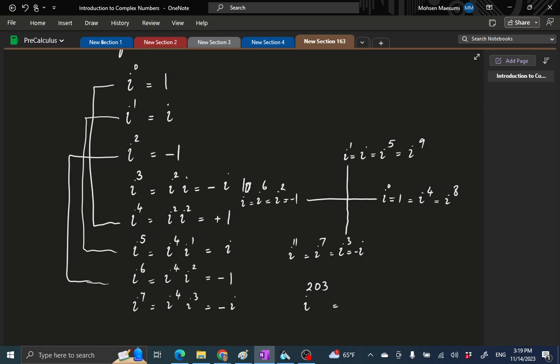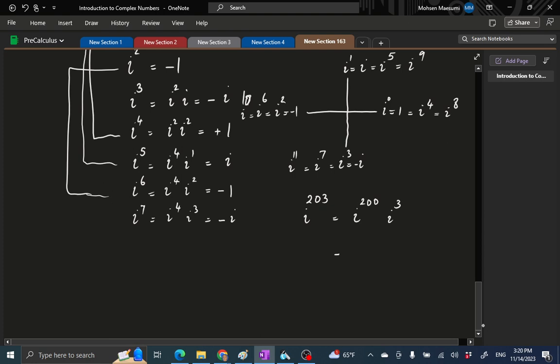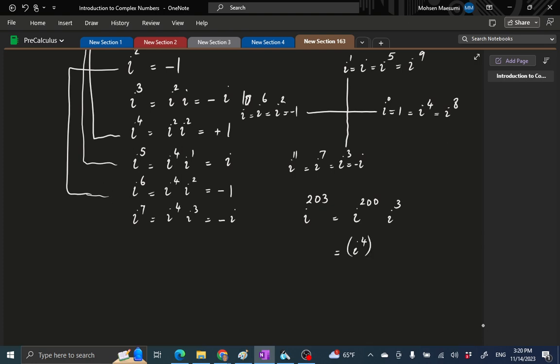Well, now there's a smarter way of doing this thing. We could write it as i to the power of 200 times i to the power of 3, and then this one is i to the power of 4 to the power of 50 times i to the power of 3. i to the power of 4 is 1, to the power of 50, that's still 1, times i cubed. So this is the same as i cubed, which is -i.